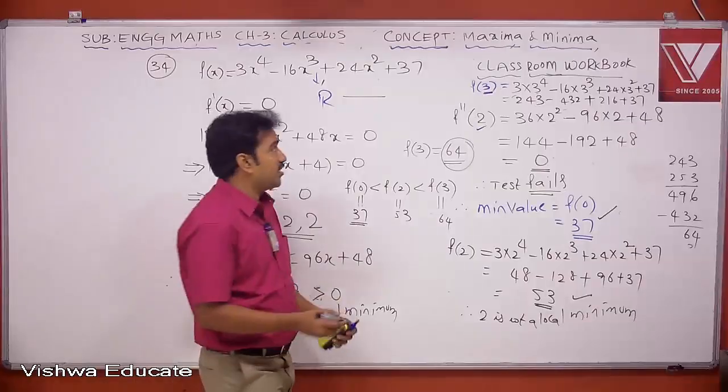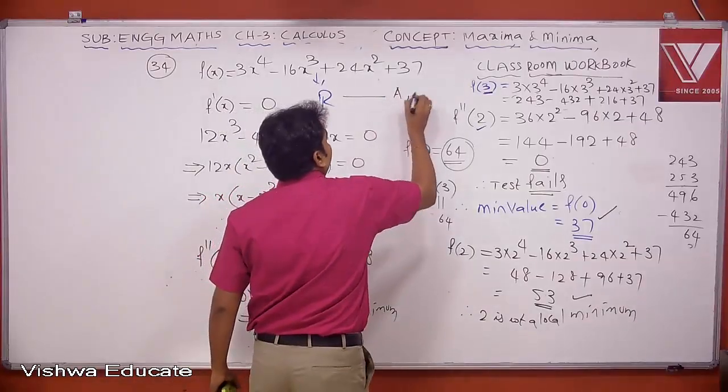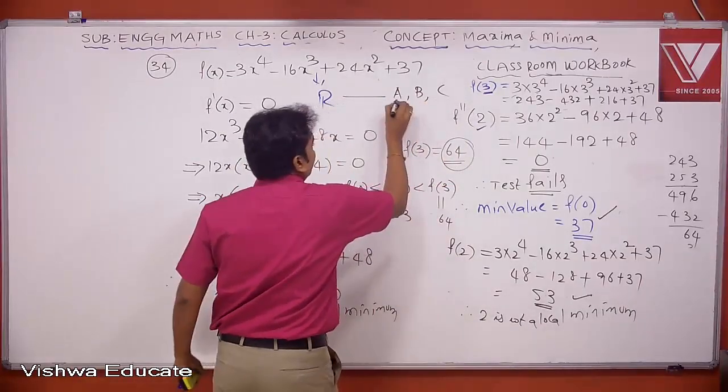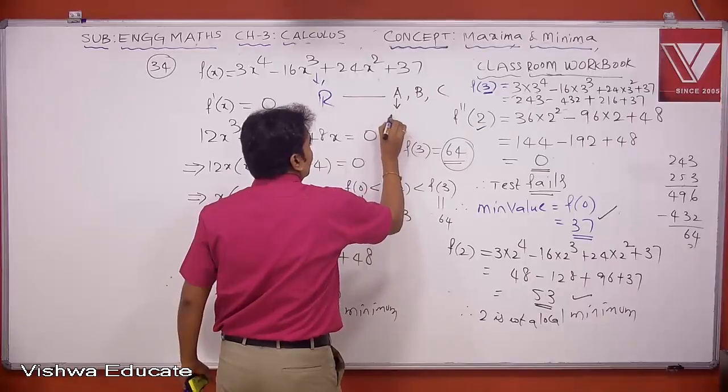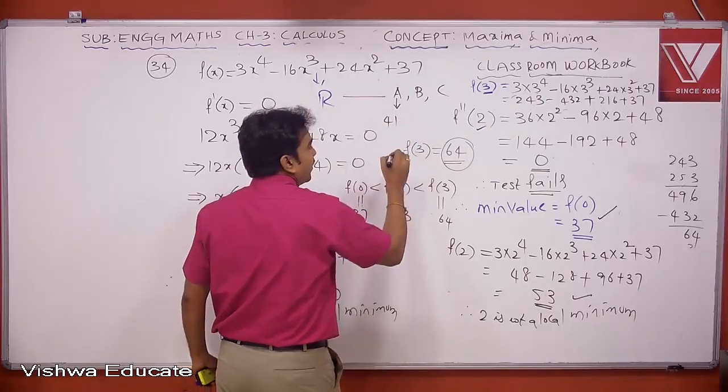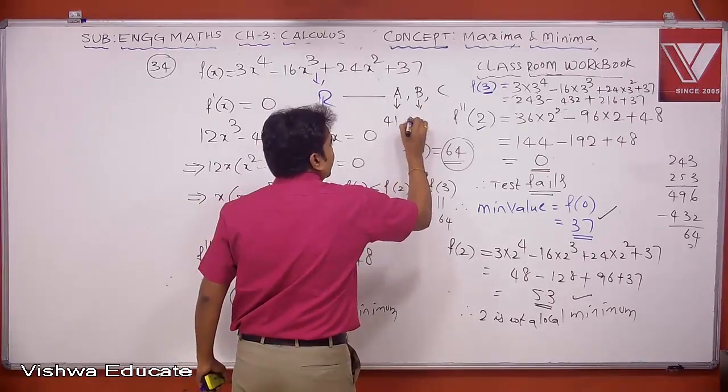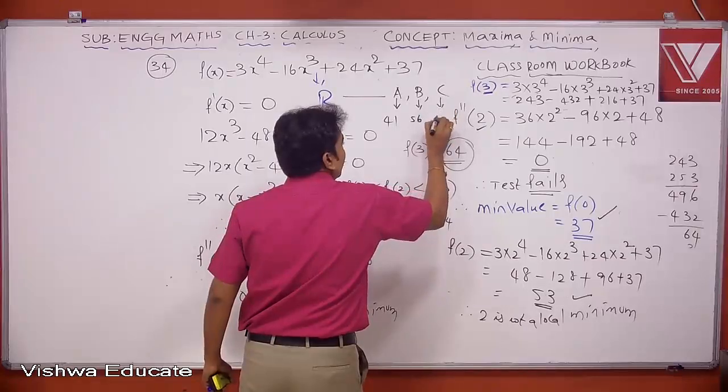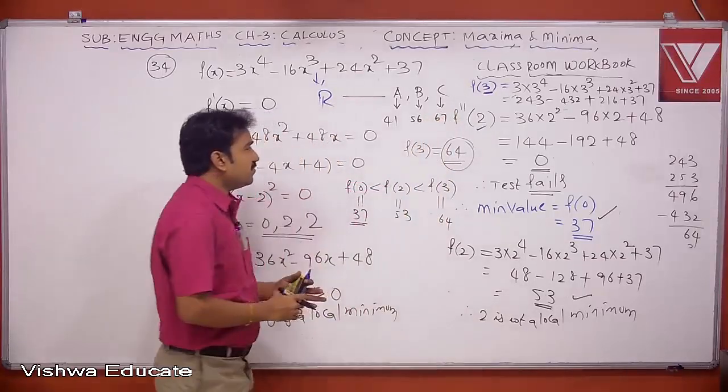There are 3 students in a class ABC. Assume that this fellow is the least, whose mark is, for example, 41. This fellow's marks are, for example, 56. This fellow's marks are, for example, 67.